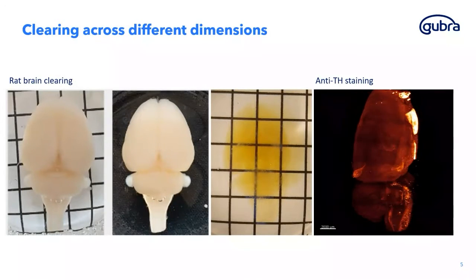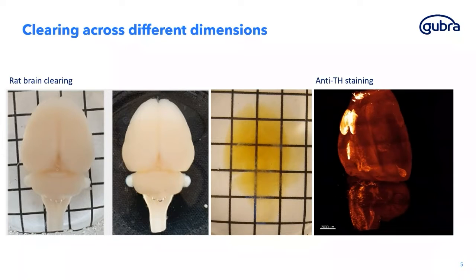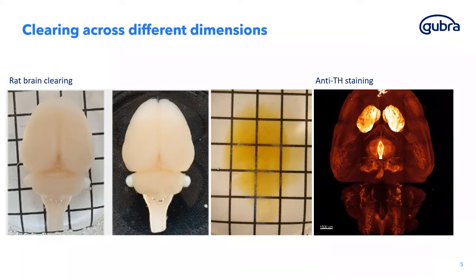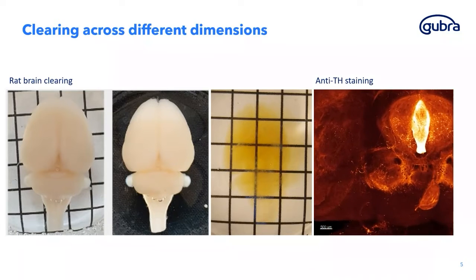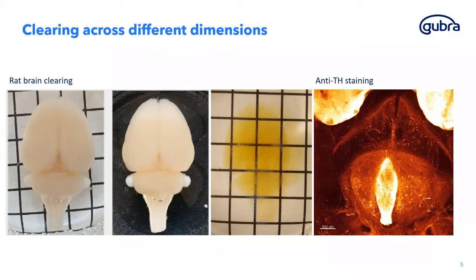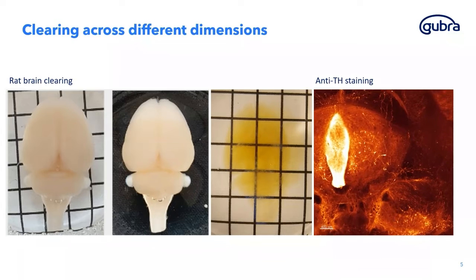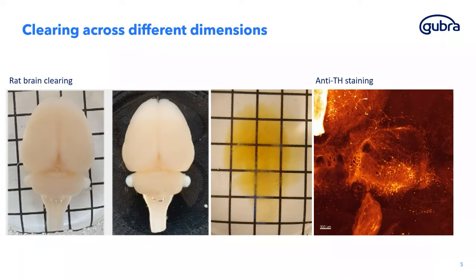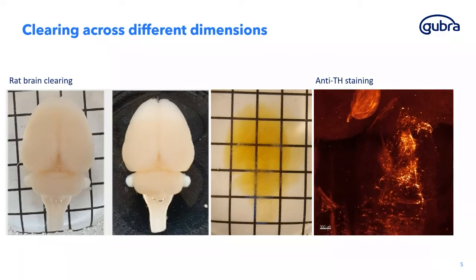Light sheet microscopy and tissue clearing is not only possible for smaller samples, but also for those significantly larger. So for instance, here is an example from a rat brain that has been made optically transparent and stained afterwards, in this case for tyrosine hydroxylase, which is a marker for dopaminergic neurons. So these are the cells that are commonly lost in Parkinson's disease.